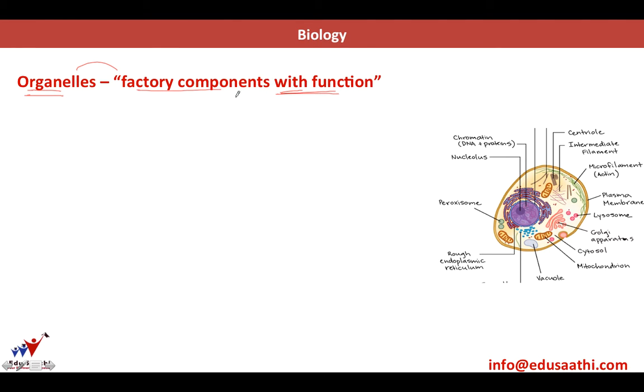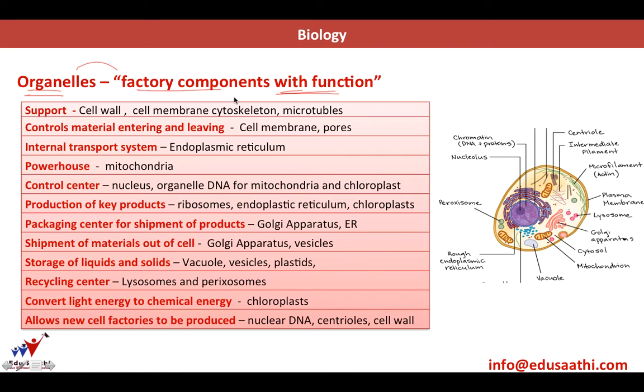So all the cell organelles that we have carry out some specific functions inside the cell. Now let's talk about the function. Support. Cell wall, cell membrane and microtubules provide the support and rigidity to the cell. This is the outer covering. We have a cell wall in case of a plant cell. If I talk about an animal cell, there's no cell wall. What we have is the cell membrane.